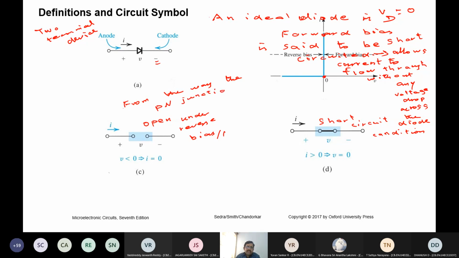Now you might ask, sir, will there not be a drop across the diode? In a practical diode, there will be a drop across the diode, and you will be able to see a voltage drop across it. We will come to that for a practical diode later. For now, assume that it is simply like a copper wire, which allows the current to pass through it without any voltage drop when it is under forward bias.